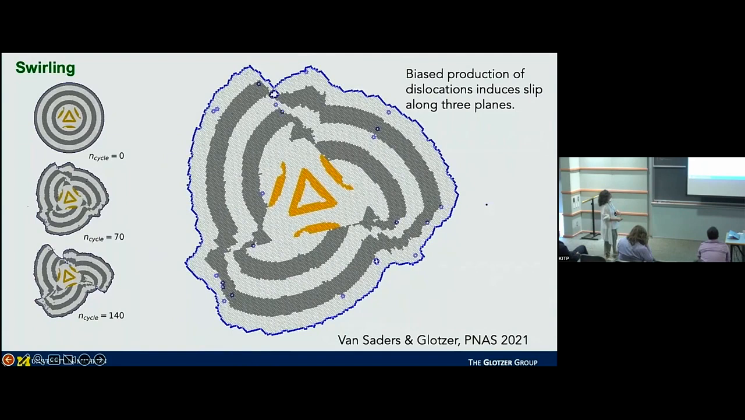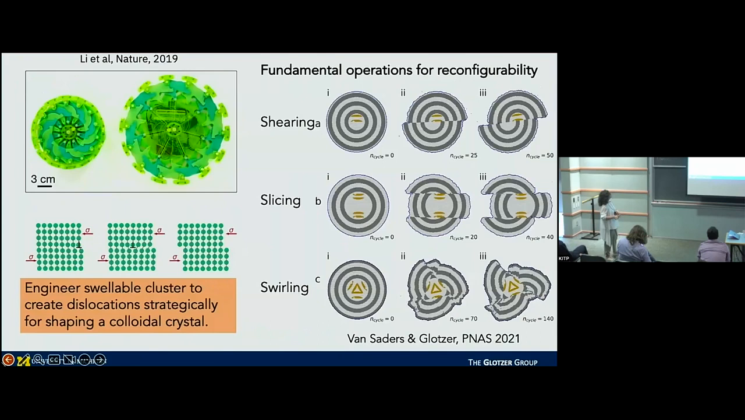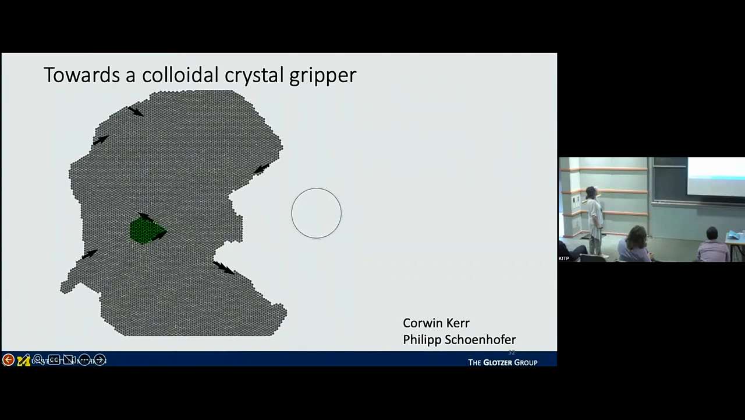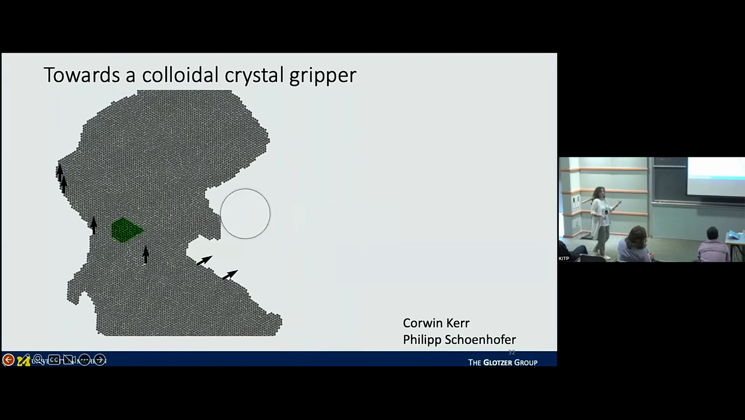And interestingly, it's similar to this work on particle robots. This is a 3-centimeter scale bar where they have these little robots that swell and deswell, and all of them do this and the whole thing moves around. My student Corwin Kerr, working with postdoc Philip Schoenhofer, has now picked up Brian's work to see if he can make some simpler swellable things, because those notchy things are just too hard. He's trying to design the pattern of the swellable thing by figuring out where he wants these Burgers vectors to be, like where he wants to send the dislocations.